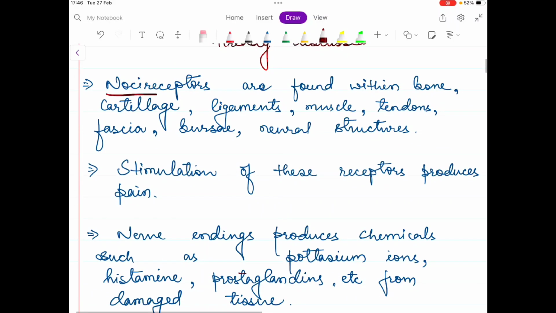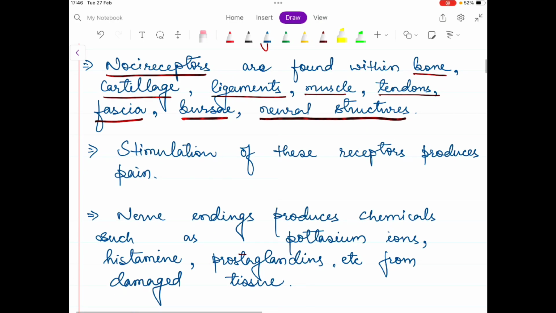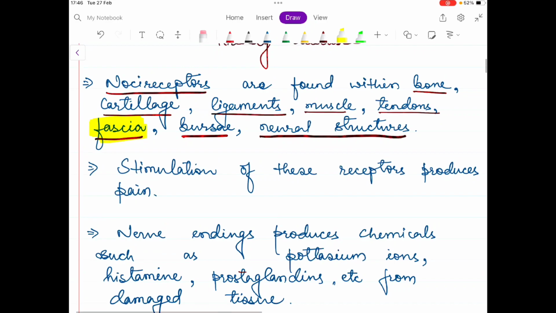Now, nociceptors are the receptors which are found within bone, cartilage, ligaments, muscle, tendons, fascia, bursa, and neural structures. As you can see here, in fascia also there are nociceptors present. And we will talk about myofascial release in the next video, of course. In that I'll correlate all these topics with that video.